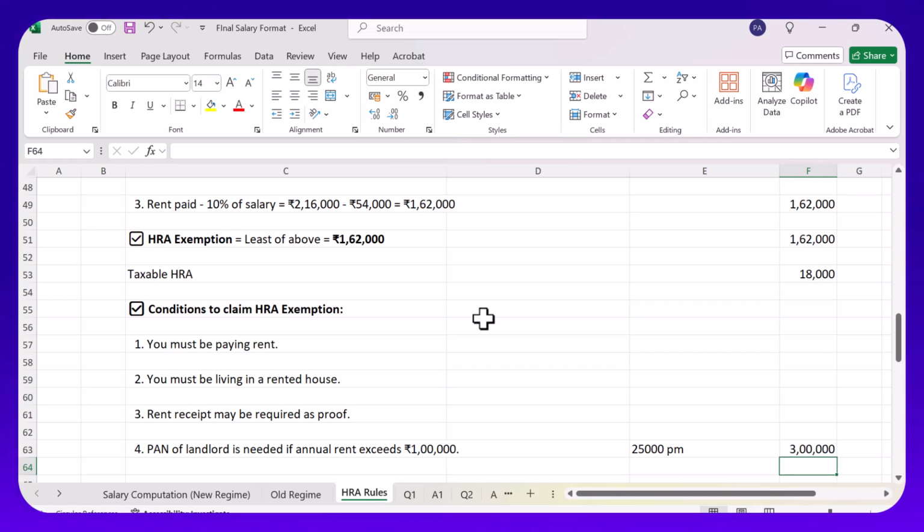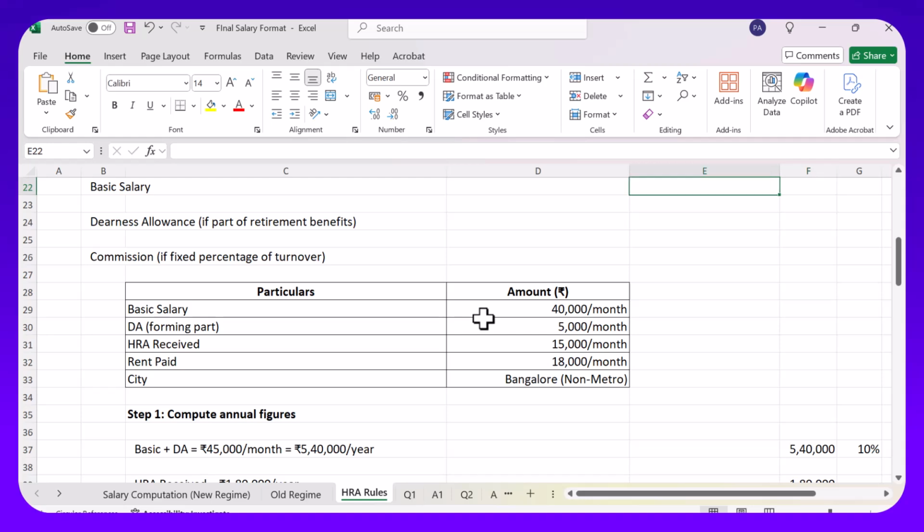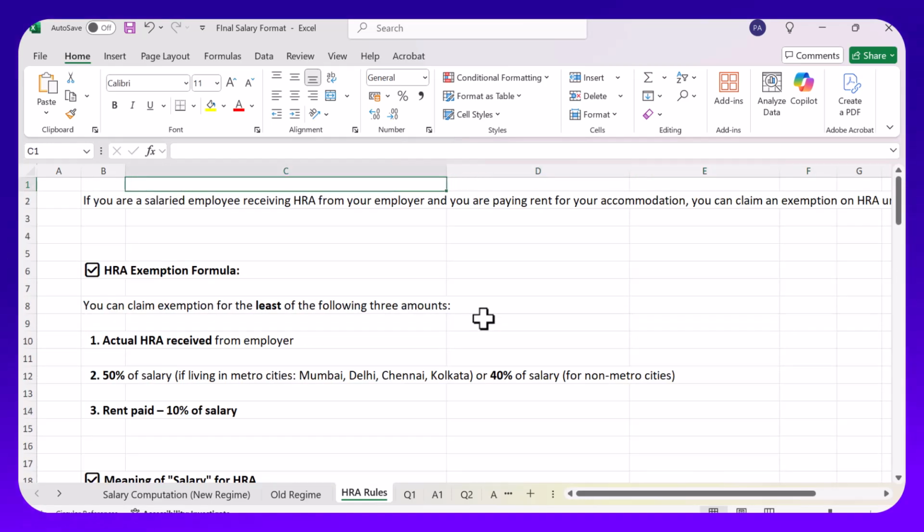So what all you require? You have to get a rent receipt. You should have the PAN number of the landlord, and you must be paying rent. You have to pay rent through a bank account or a cheque or whatever. In case you are paying in cash, you must get a receipt from the landlord to prove that. Okay, fine. So this is all required, and you can go through these HRA rules by yourself to understand. But we will use this in our question now.